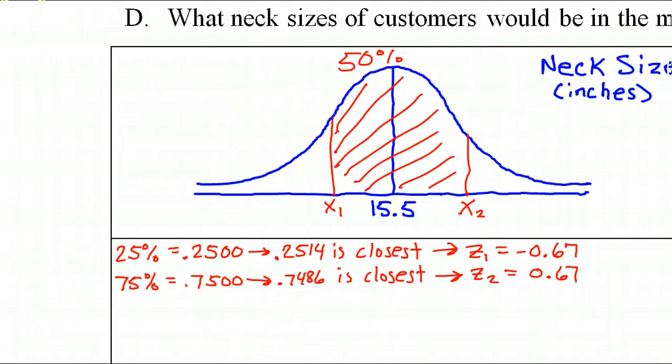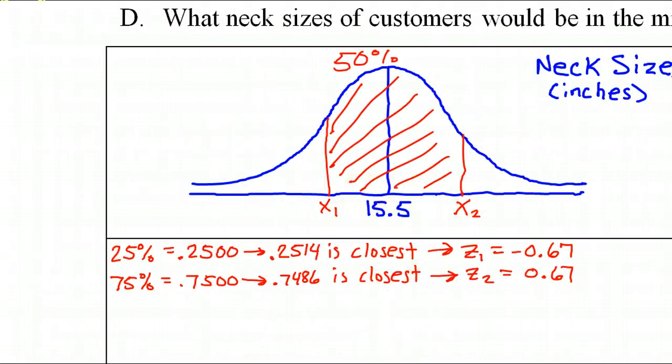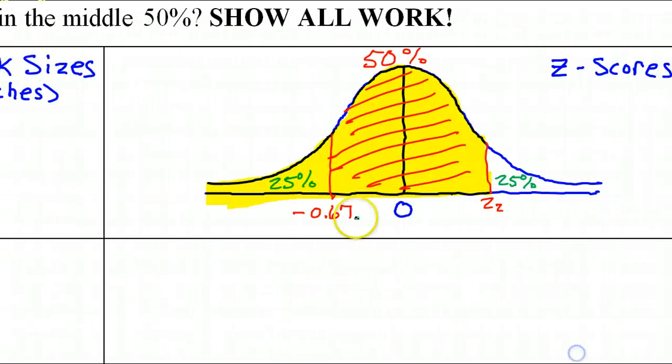But we really could have skipped this step because of the symmetry of the picture. Of course, if this is negative 0.67, then this one's going to be positive 0.67. We didn't really need the chart for that. So we could have skipped this whole business about all that yellow. Okay, let's get back to my normal picture anyway.